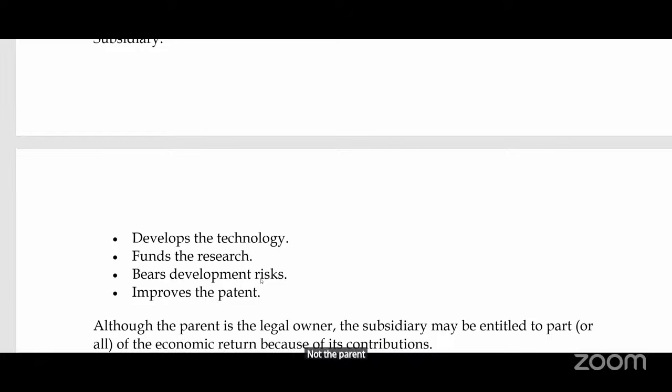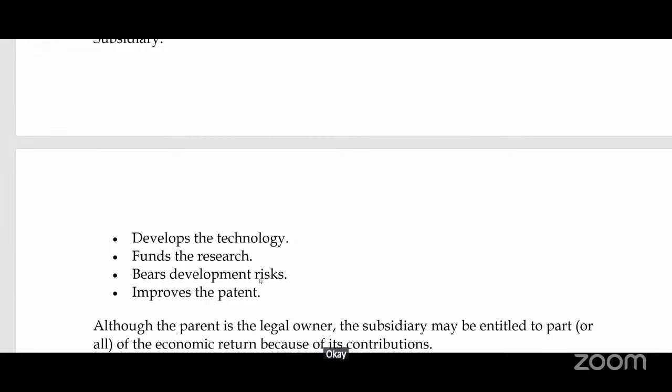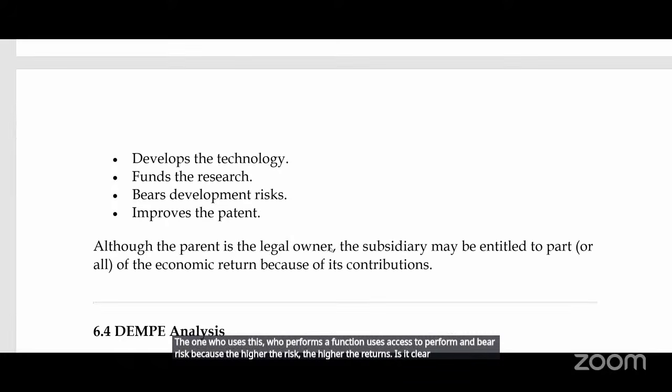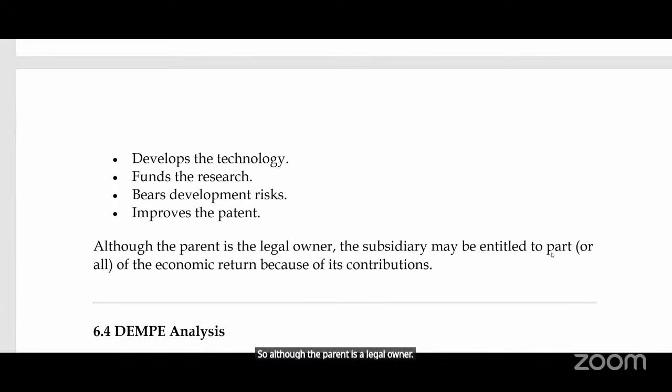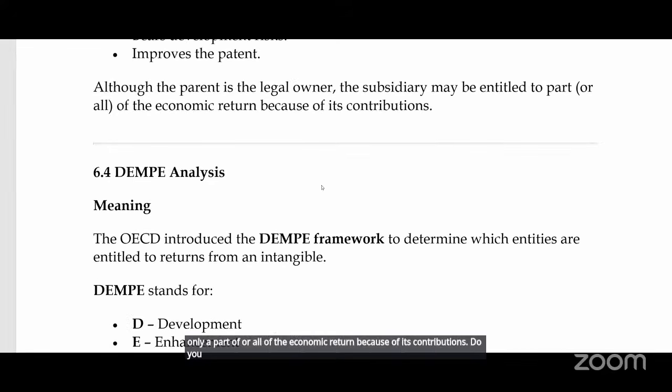So the person who said parent, note, is the person who does the DEMP. The one who performs a function, uses assets to perform and bears risk, because the higher the risk, the higher the returns. Is it clear? So although the parent is a legal owner, the subsidiary may be entitled to only a part of or all of the economic return because of his contributions. Do you understand? And this is what you have to understand for intangible assets.